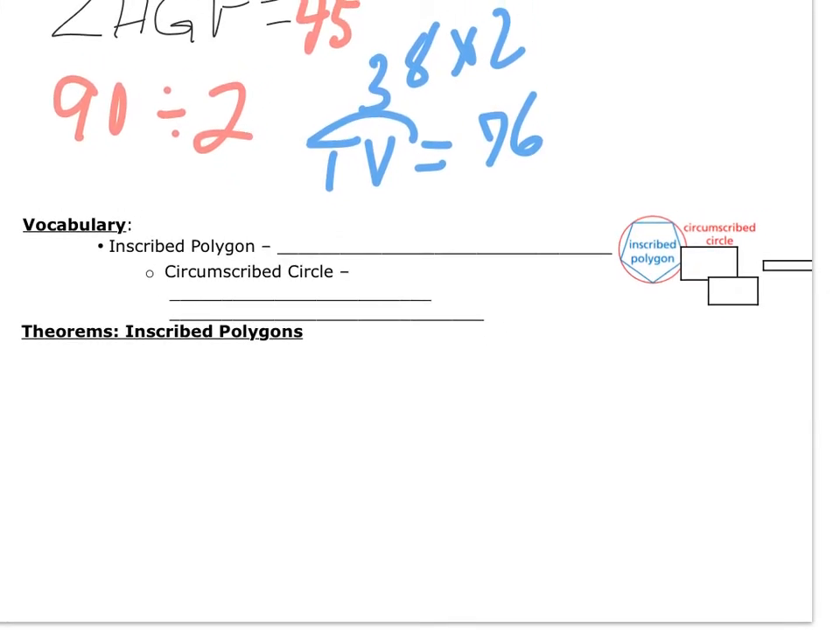Alright, a little additional information is inscribed polygons. Think about it. An inscribed angle in a circle just meant that the angle was on the outside edge of the circle. An inscribed polygon is some type of shape, whether it's a square, a pentagon, a hexagon, or a triangle. Each one of the vertices of that object is touching the circle, so each one of them is an inscribed angle. That's all that's going on here.